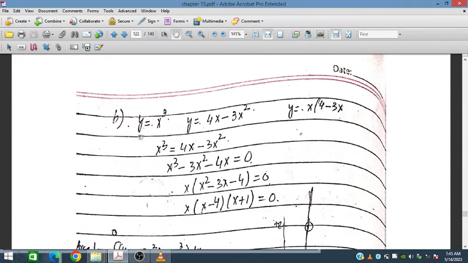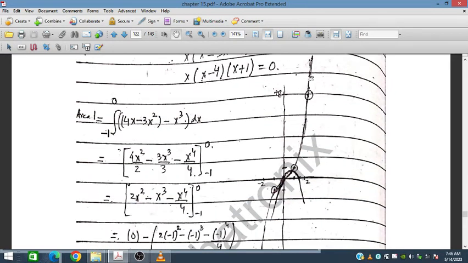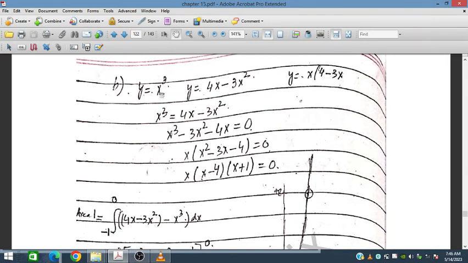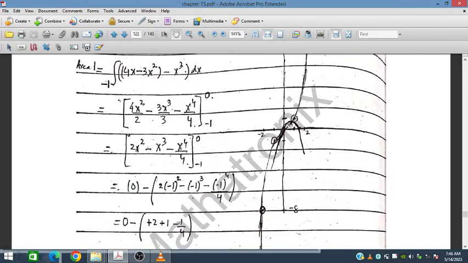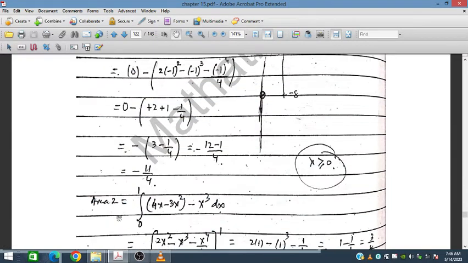Similarly, y is equal to x cube, and this is quadratic. So here we have a cubic function and a quadratic one. So solving this, we have 0 and -1. So -1 to 0, this region, and then this second area is this. So we have these two areas here.